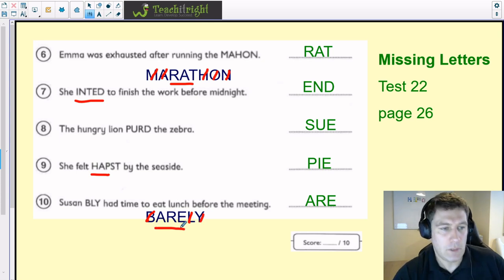Okay, so well done if you managed to get those correct. Right, that was the first 10 of the missing letters. We're now going to move on to look at some antonyms.